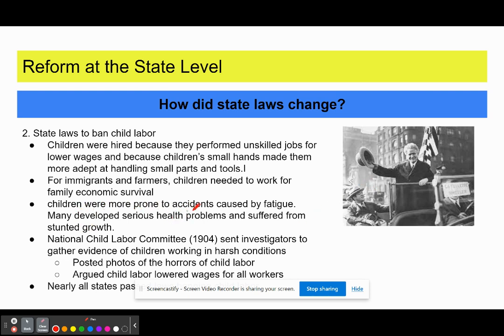Children were more prone to accidents, usually caused by fatigue. They were just so tired. And then many also developed serious health issues and suffered from stunted growth because of the effects of child labor. So this is what I want you to make sure you write down. The National Child Labor Committee in 1904 sent investigators to gather evidence of children working in harsh conditions. They posted photos about the horrors of child labor, and they argued that child labor lowered wages for all workers. So nearly all states passed laws banning child labor.